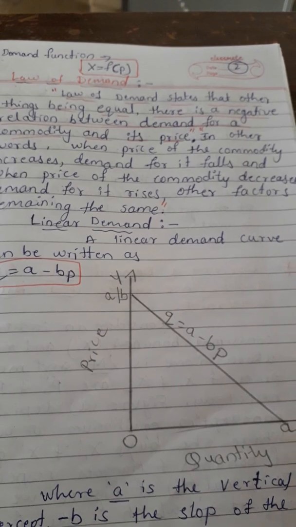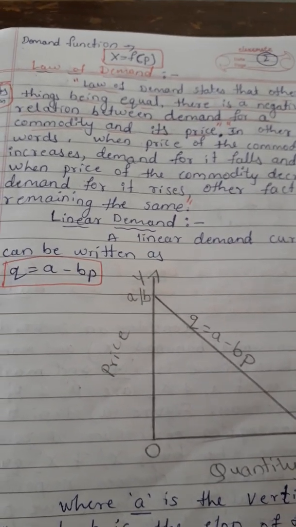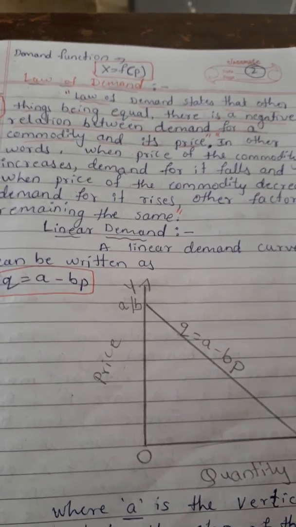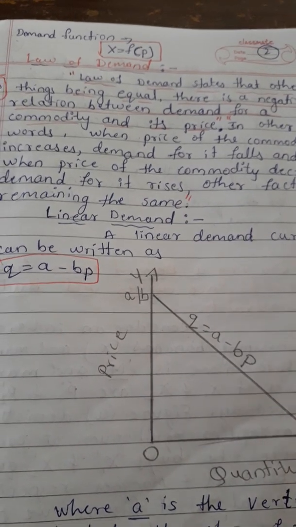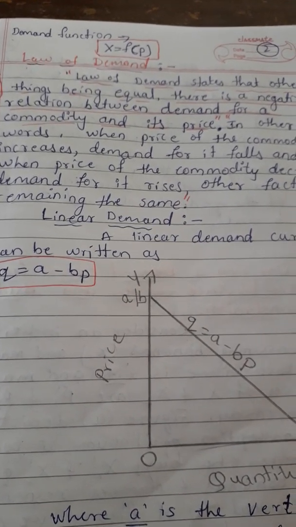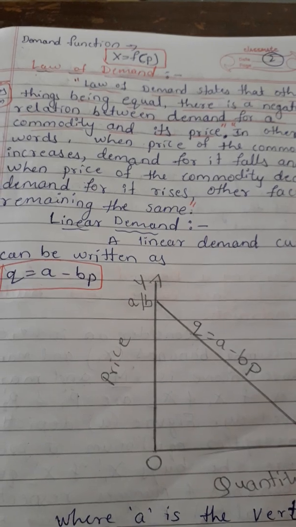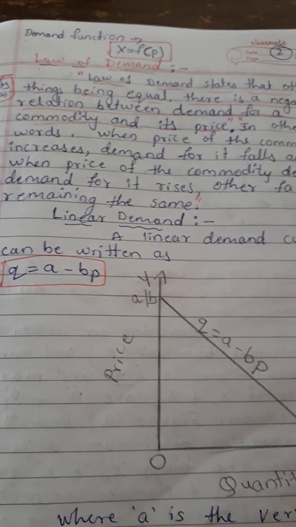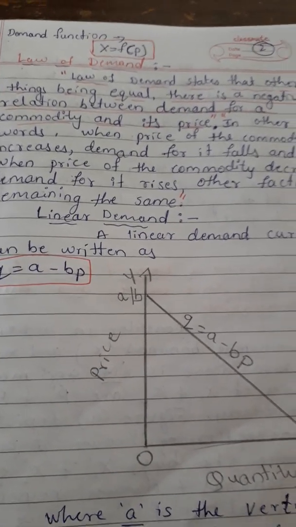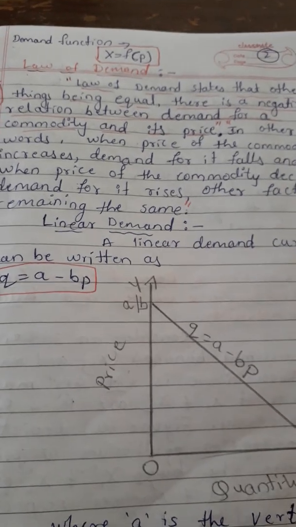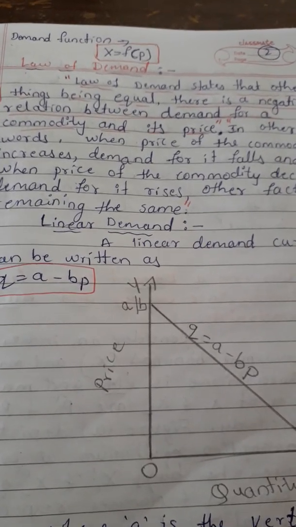It will be the negative relationship between demand for a commodity and its prices. This is the law of demand. Very simple. It is important for a 2 marks question. It is compulsory for a 2 marks question in the annual exam. So you have to write, state the law of demand.